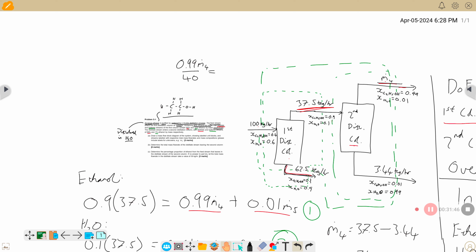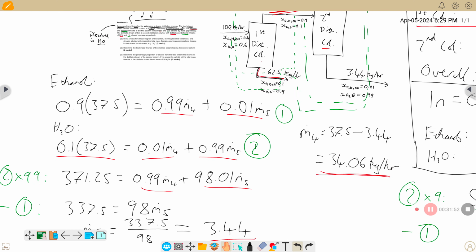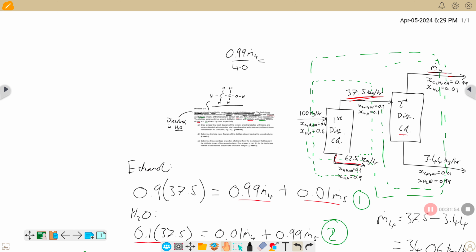But we know the value for M4. We just calculated it. It was 34.06 kilograms per hour. Okay. So let's just substitute that value in, 34.06 over 40. And when I type that into my calculator, I get 0.843. Note in the question, it's asking the percentage proportion. This is actually worth marks. So 0.843, what's that as a percentage? That's 84.3%. Okay.